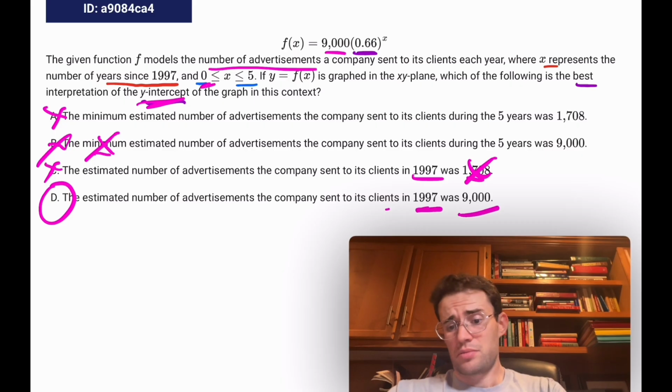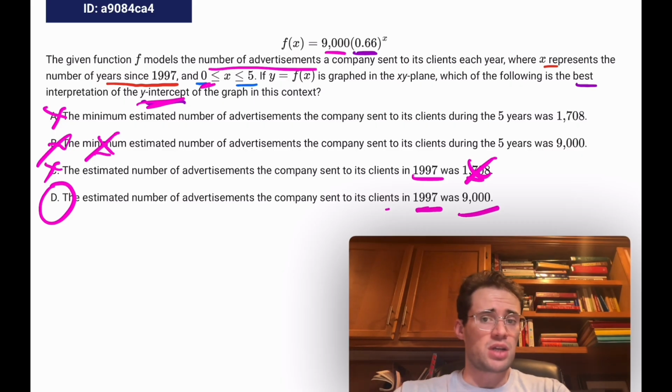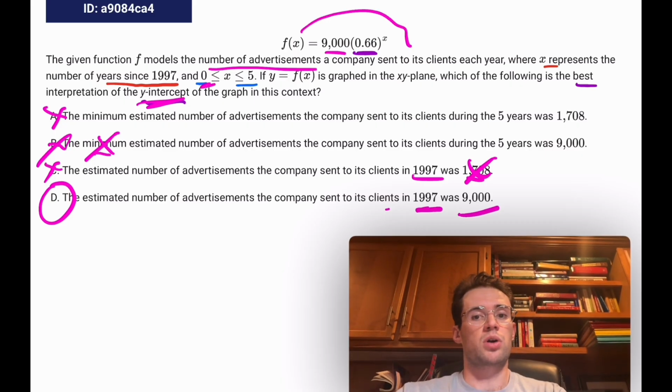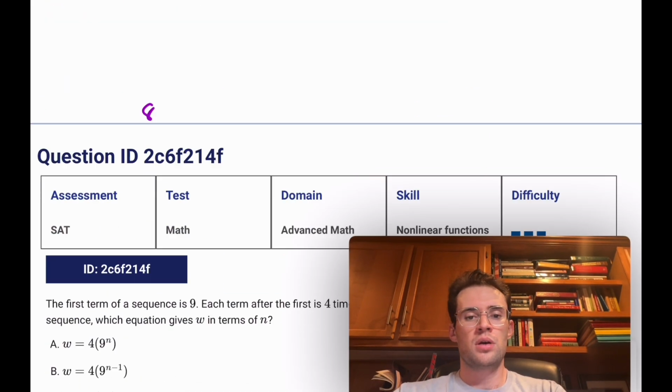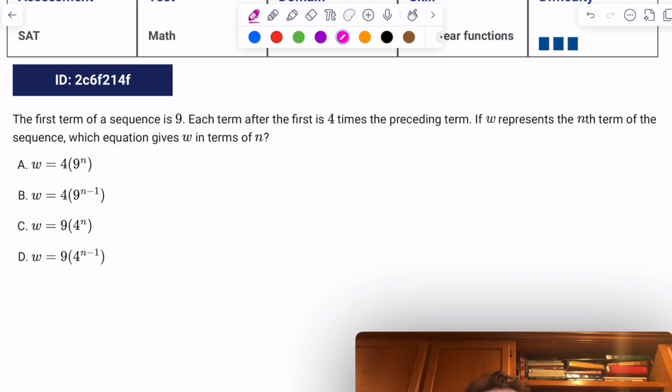All right, so this one, really, there wasn't much math involved. It's more just making sure that you understand how an exponential function works, understand the context of this word problem that they gave you. The first term of a sequence is 9.